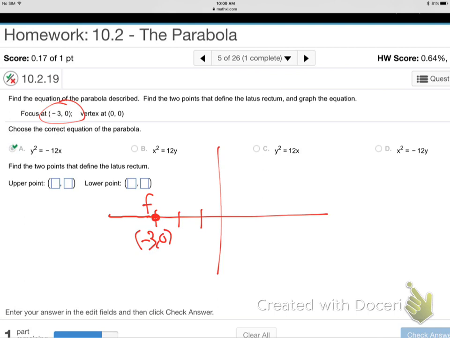Okay, the vertex. Vertex is a fancy word for center. Vertex means center. So the vertex of a parabola means the center of the parabola. So the center is 0, 0. It's right here.